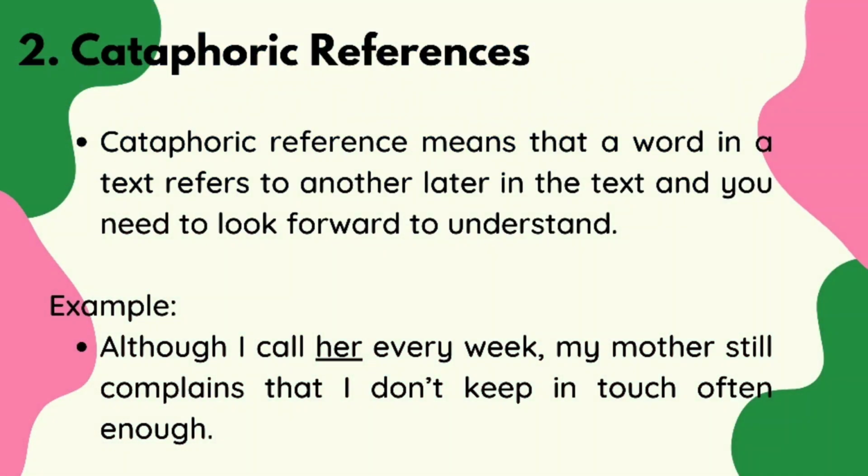Number 2, Cataphoric Reference. Cataphoric reference means that a word in a text refers to another later in the text and you need to look forward to understand. Example: Although I call her every week, my mother still complains that I don't keep in touch often enough. In this example, the underlined word "her" refers to the mother.